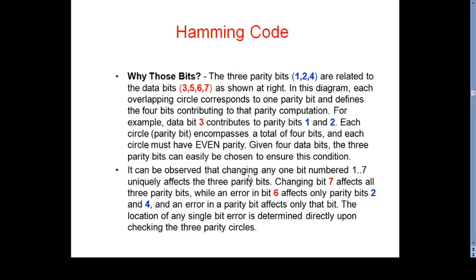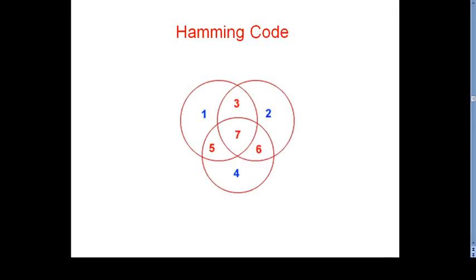It can be observed that changing any one bit from 1 to 7 uniquely affects the 3 parity bits. Changing bit 7 affects all 3 parity bits. An error in bit 6 affects only parity bits 2 and 4, and an error in a parity bit affects only that parity bit. The location of the single bit error is determined by checking the 3 parity bits. So each time, one parity bit and 3 data bits must satisfy the even parity condition.